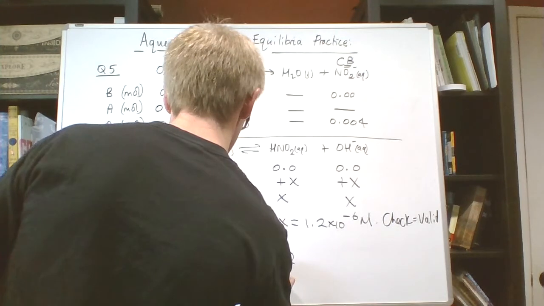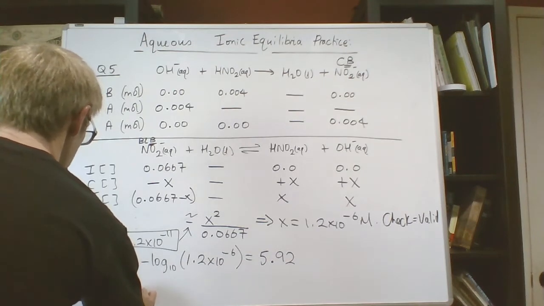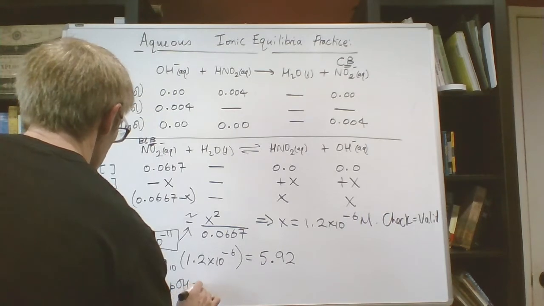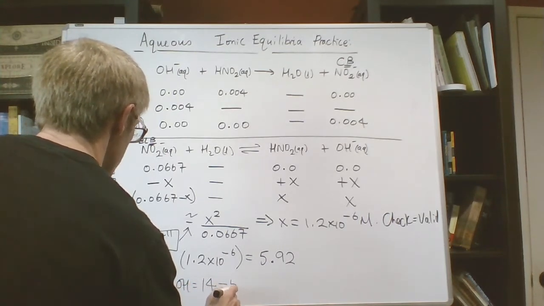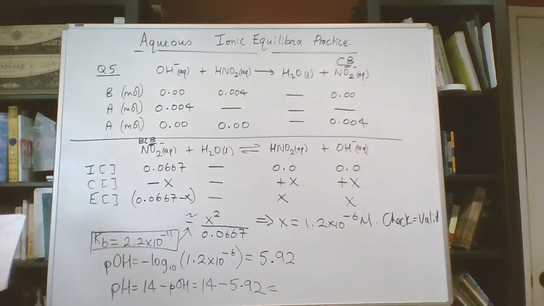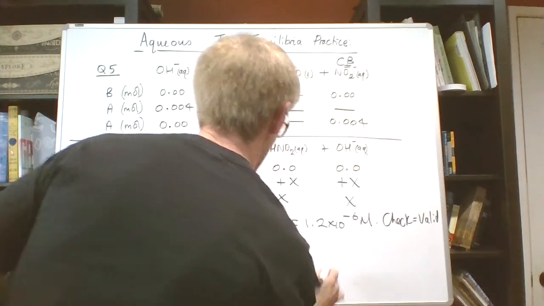5.92. But that's the pOH. I need the pH. Well, I know the pH is 14 minus the pOH, which is 14 minus 5.92, which is approximately 8.08.